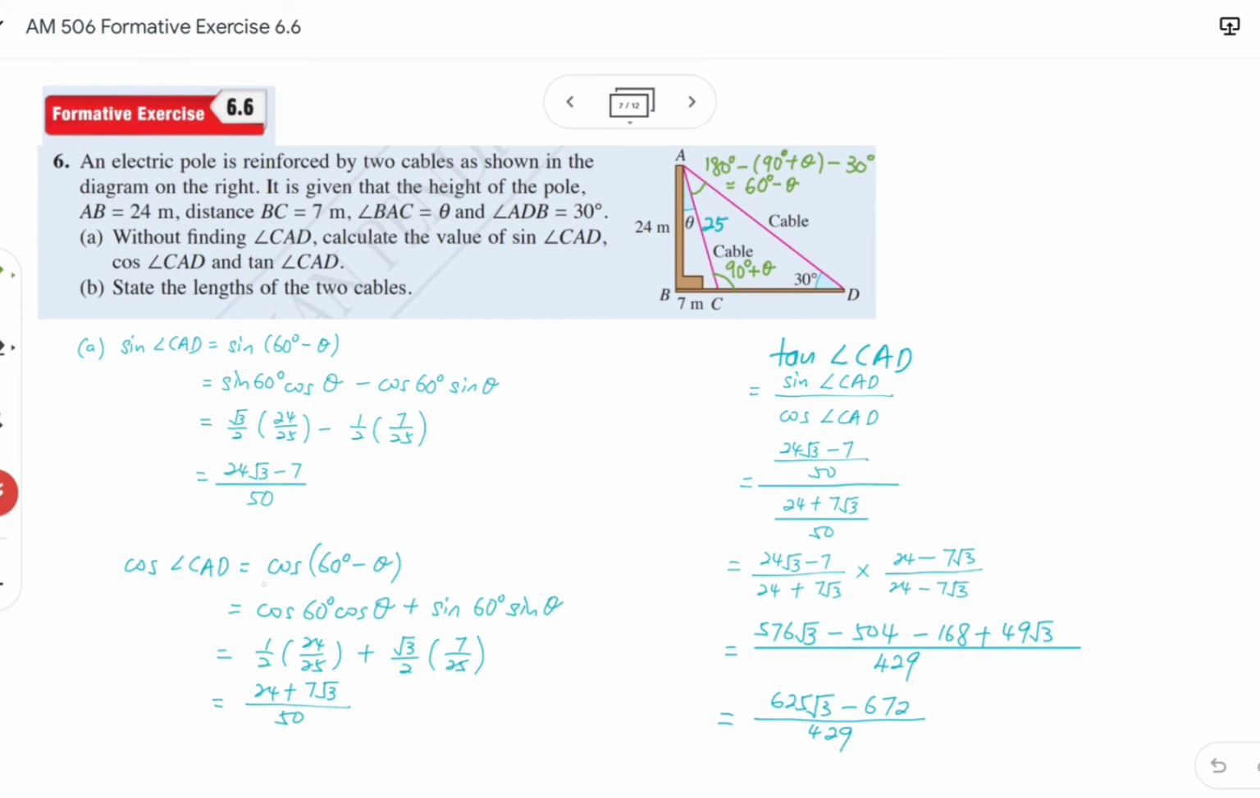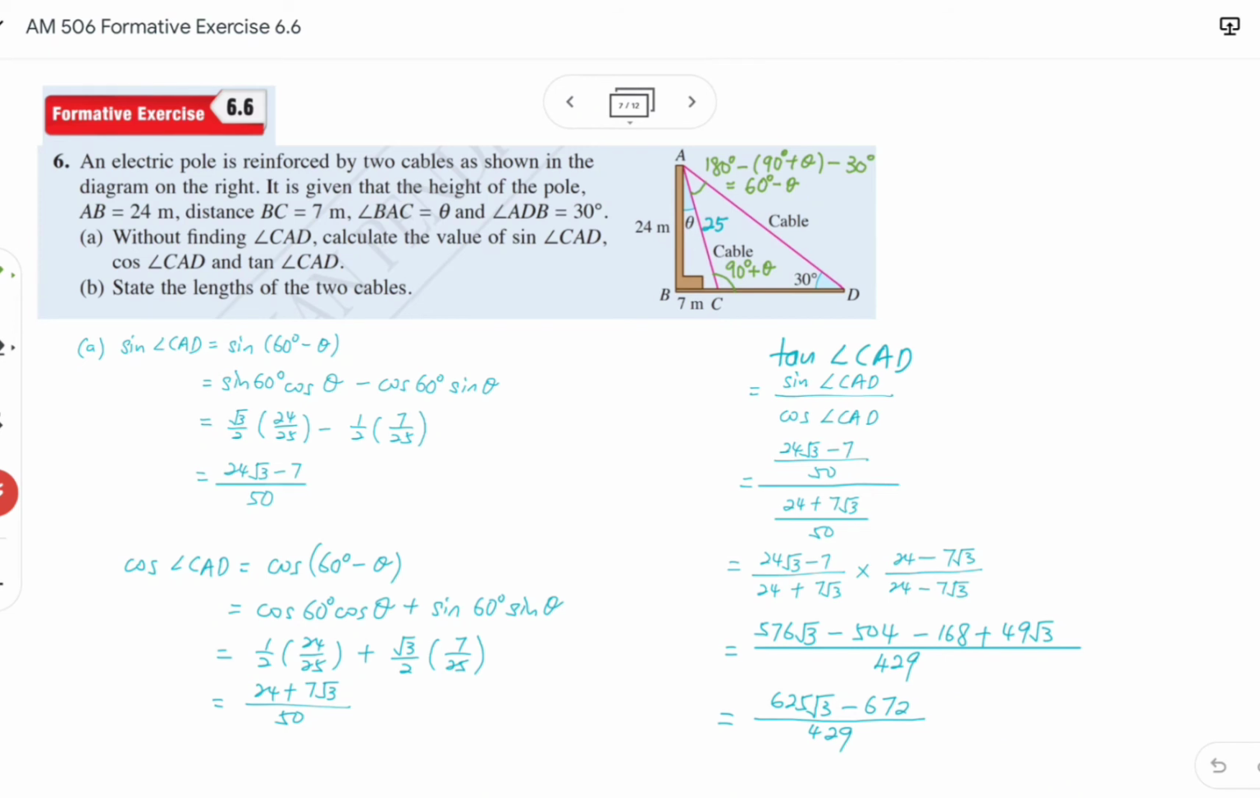And then expand the whole thing with addition formulae. So cosine 60 times cosine theta plus sine 60 sine theta. So cosine 60 is 1 over 2, cosine theta is 24 over 25, sine 60 degree is root 3 over 2, and the sine theta will be 7 over 25. So expand it and simplify it, we get 24 plus 7 root 3 over 50.